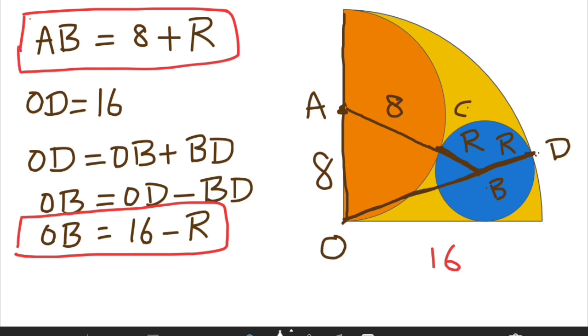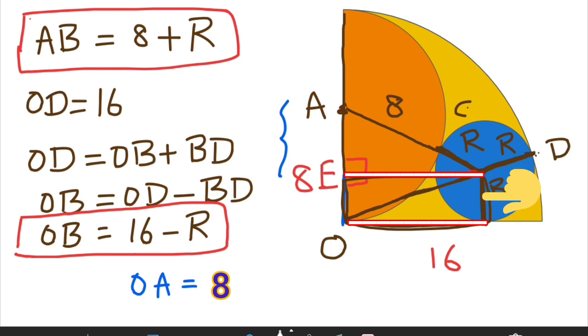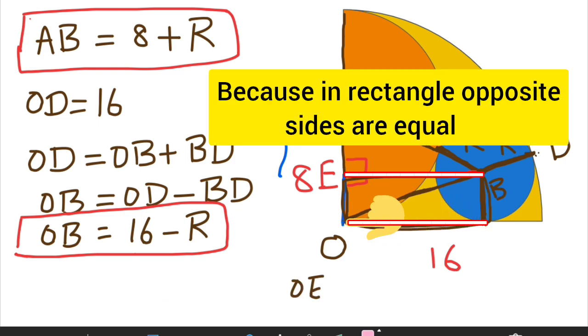Suppose we draw a line from the center of the small circle to here, name this point as E. So we formed two triangles. Now we are going to find AE length, and we know that OA length is 8 units. If we draw a line from the small circle to here, it is nothing but the radius. So after drawing from B to E, we formed a rectangle, right? And we know that in a rectangle opposite sides are equal. This is the radius. OE is nothing but the radius.